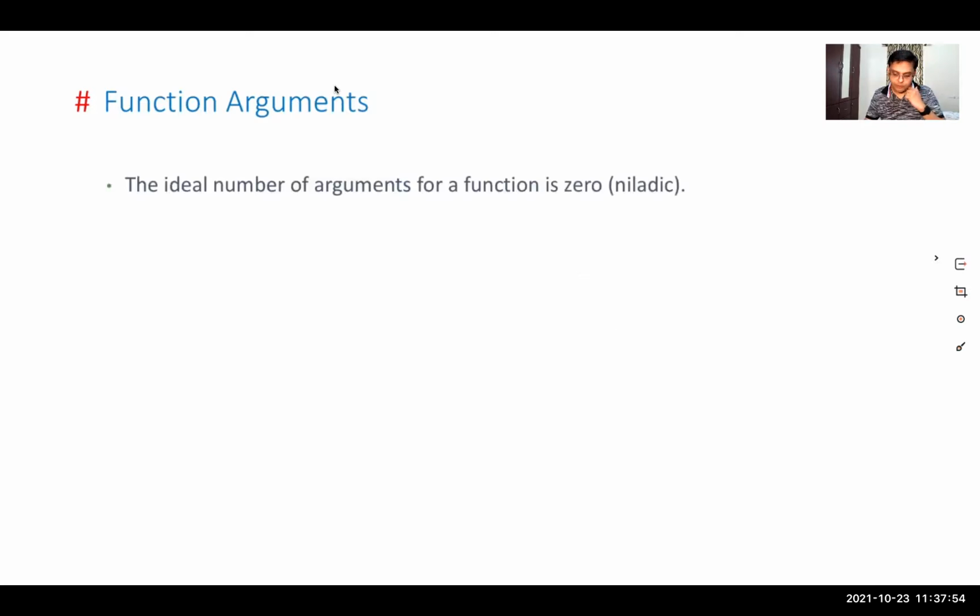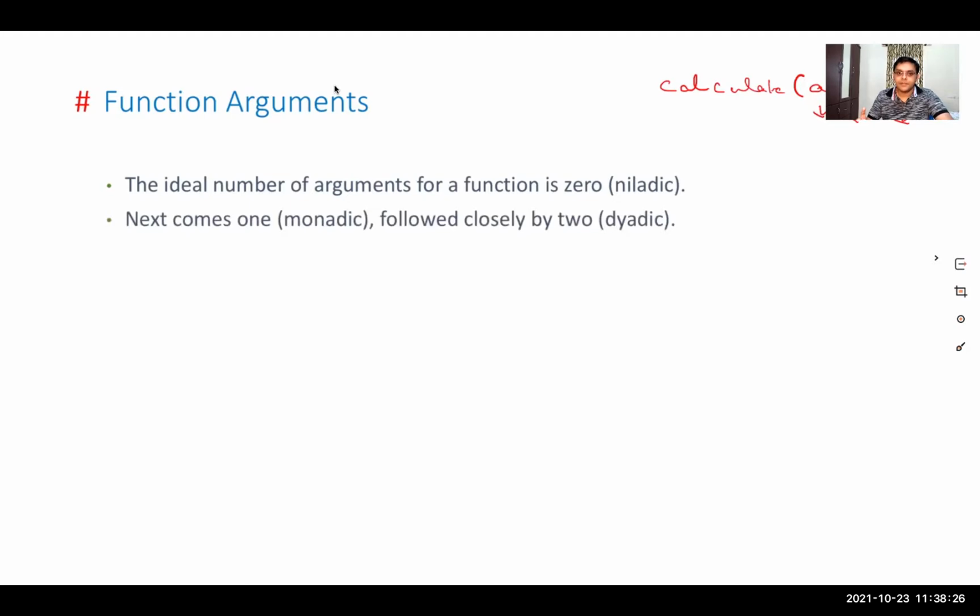And function arguments, you know what function arguments are, right? If I say calculate is a function and I give it three variables, say A1, A2, A3, then A1 is an argument, A2 is an argument, A3 is an argument. The ideal number of arguments for a function is 0. Next comes 1. These are called monadic and dyadic, and so on, but you can forget about that naming.